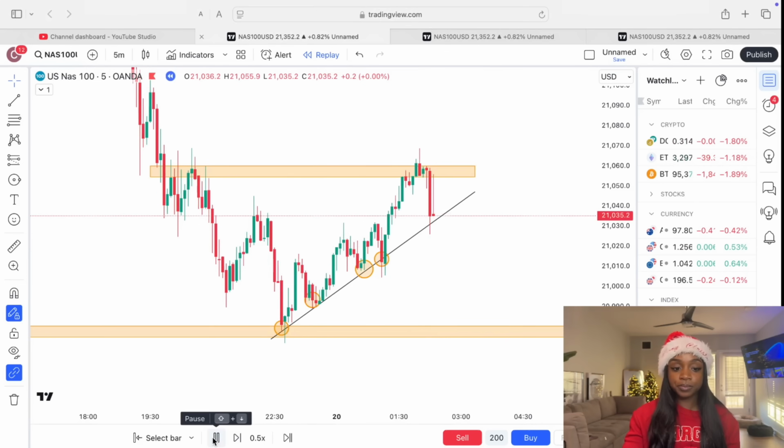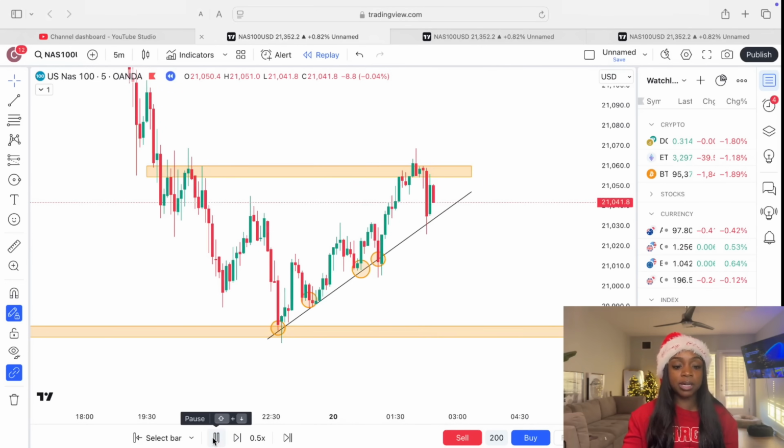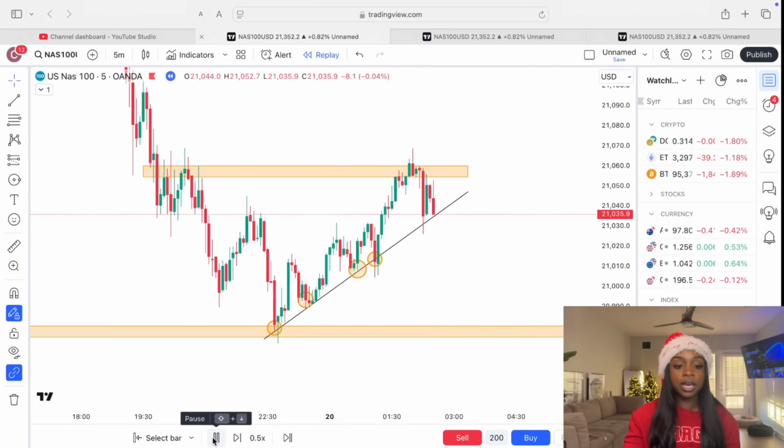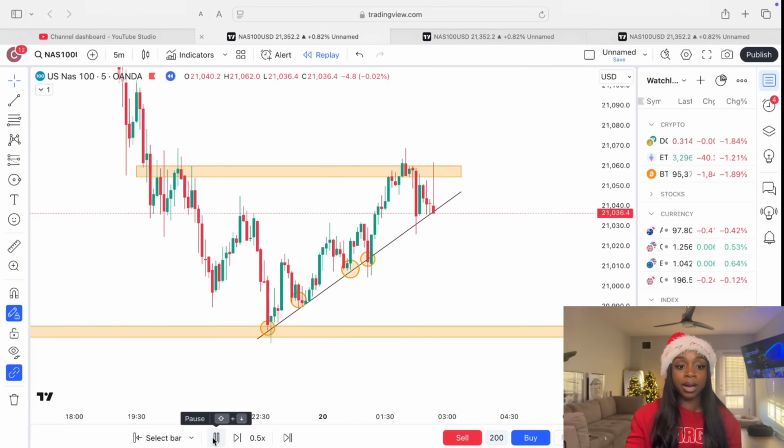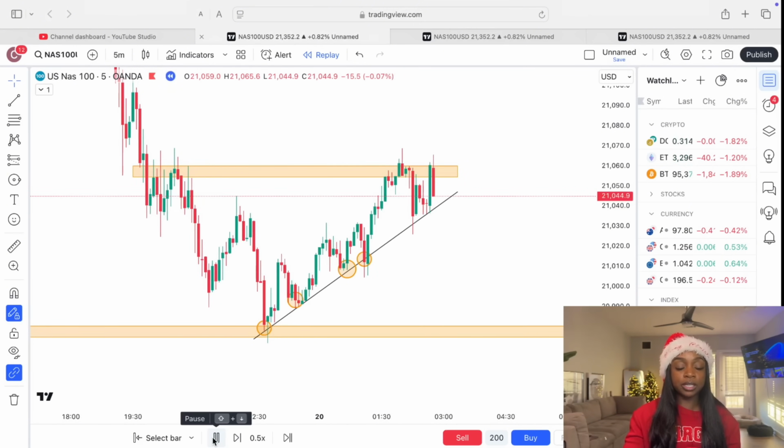All right. So I see price came down to my trend line, and we're just kind of bouncing off of it. Again, I want to see a clean break of the trend line where it's a full body candle that is breaking the trend line here. And as you can see, price is respecting that resistance. There's a clear resistance here.